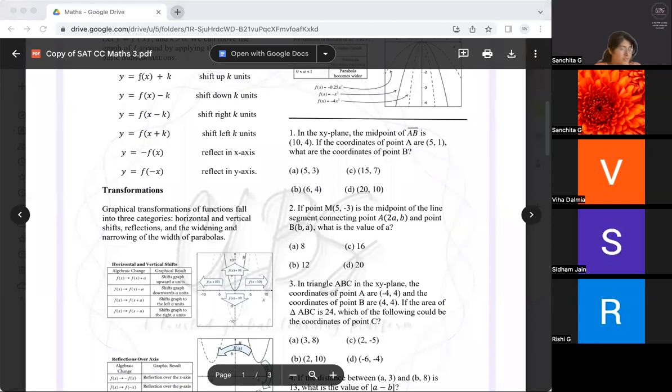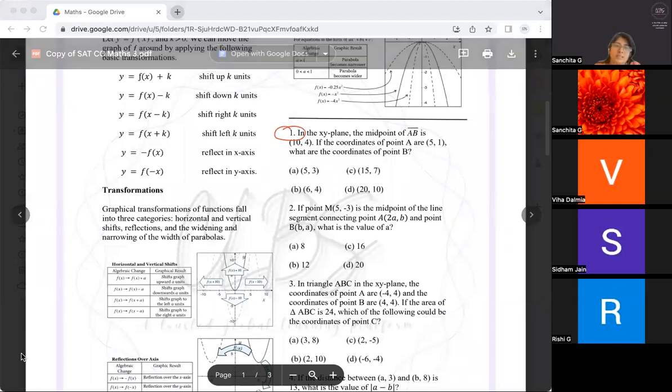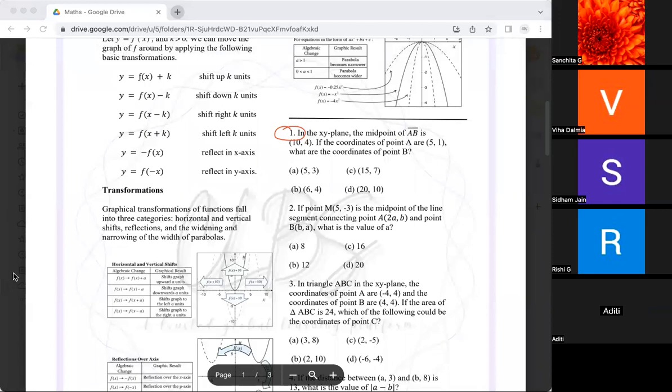Okay. We'll discuss everything. First question 1. Siddham, what did you get? X is equal to 15 and y is equal to 7. Option C. Same, C. Aditi, same. Rishi, same, C. It's very simple, right? We just have to take the midpoint formula, plug it in. C is absolutely correct.